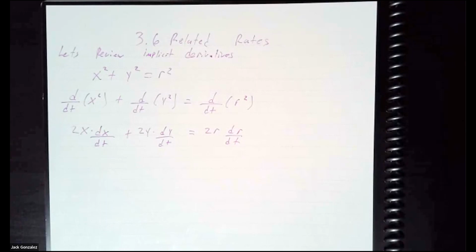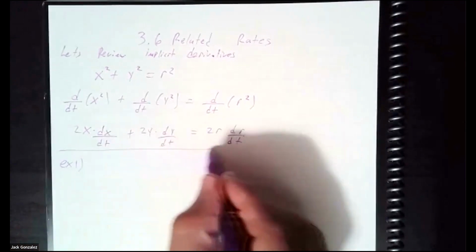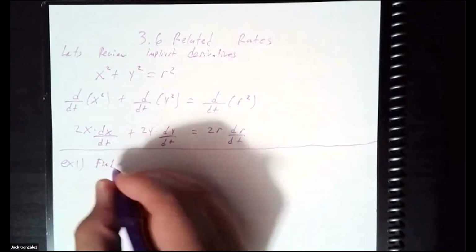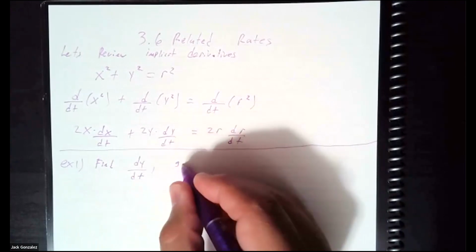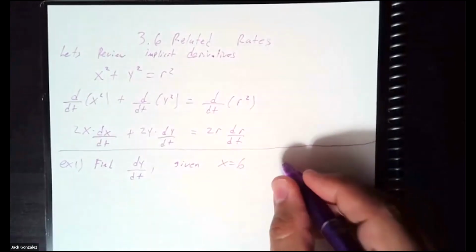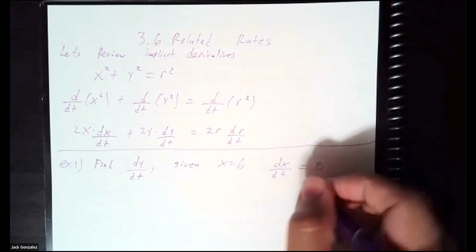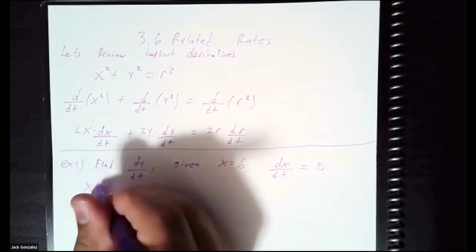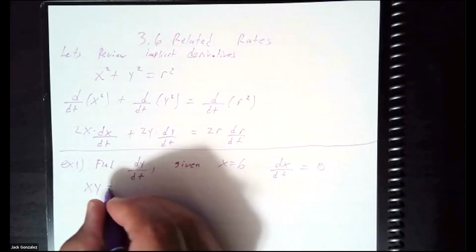So the homework starts off kind of chill, I guess. Just find dy dt, given x equal to 6. This is the first example in the homework. Dx dt is given as 10, with the equation x times y equals 2.